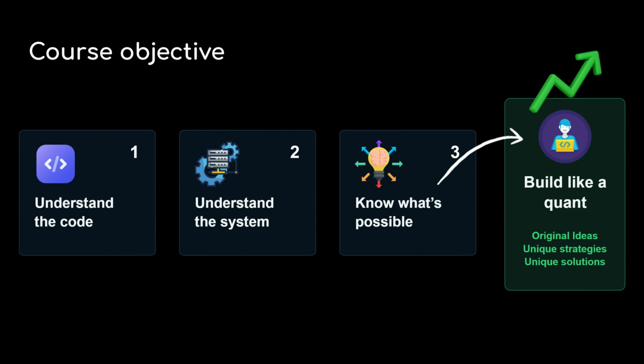The objective of this course is for you to build like a quant, so you can come up with original ideas, unique strategies, and solutions. To accomplish that objective, you need to understand code. By understanding code, you'll be able to understand the systems behind trading bots. Once you're familiar with those systems, you'll know what's possible and what's not.